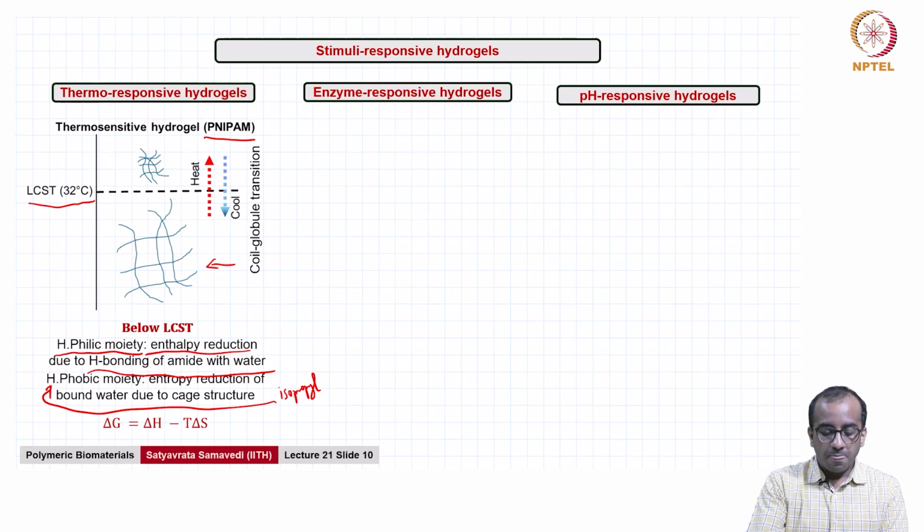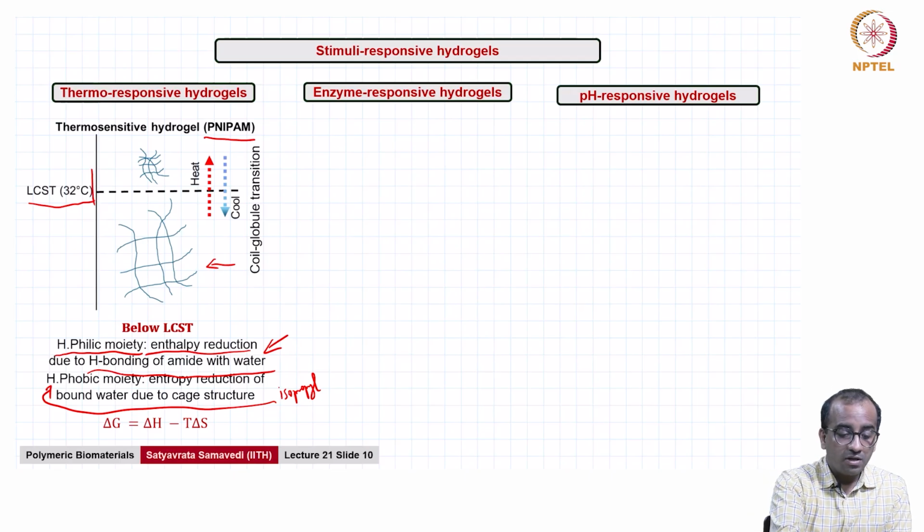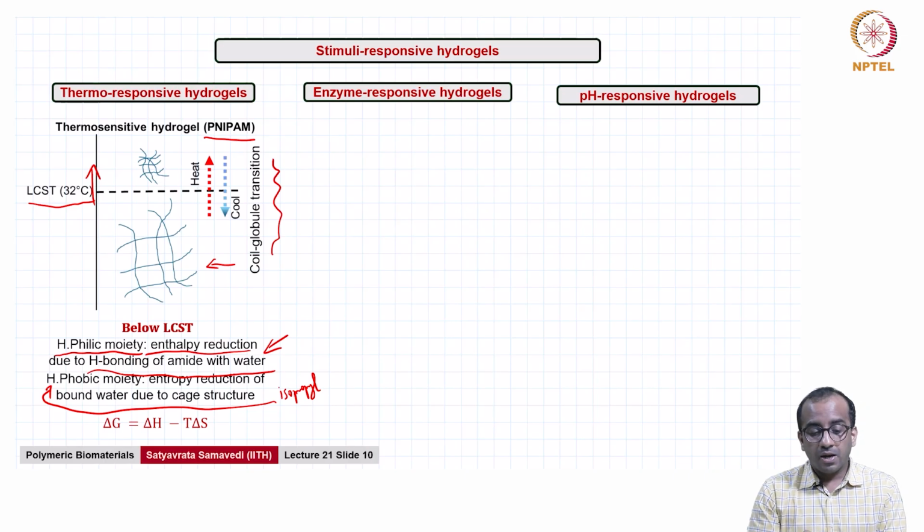favorable, but the enthalpy reduction occurring from the hydrogen bonding of the amide groups with water is going to supersede the loss in entropy occurring due to the water forming the cage structure around the isopropyl groups. So this will go into solution at room temperature. Now if you heat it beyond the LCST, this undergoes a coil-globule transition where at higher temperatures this is no longer favorable and the hydrogen bonds are broken, and water also is released from its cage structure.